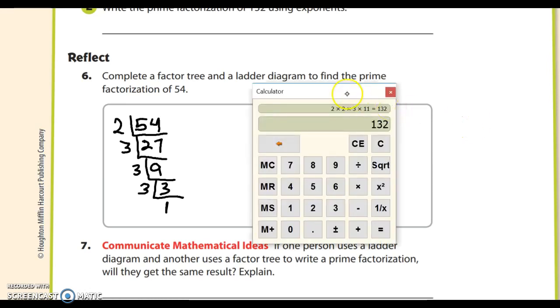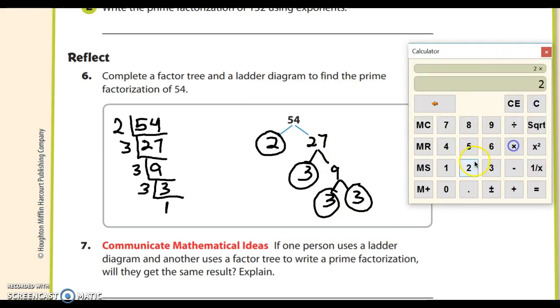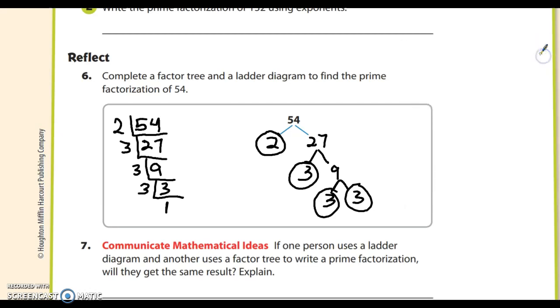We can check that. 2 times 3 times 3 times 3 is 54. And we can see that in both. Here, I'll use my highlighter. You can see that 2, 3, 3, 3. We can see that in our ladder diagram, and you can see it in your factor tree. So you can get the same answer. Really, sometimes the directions will tell you to do one or the other, and then you have to follow those directions. But other times when you can just choose, you can choose whichever tool you like better.